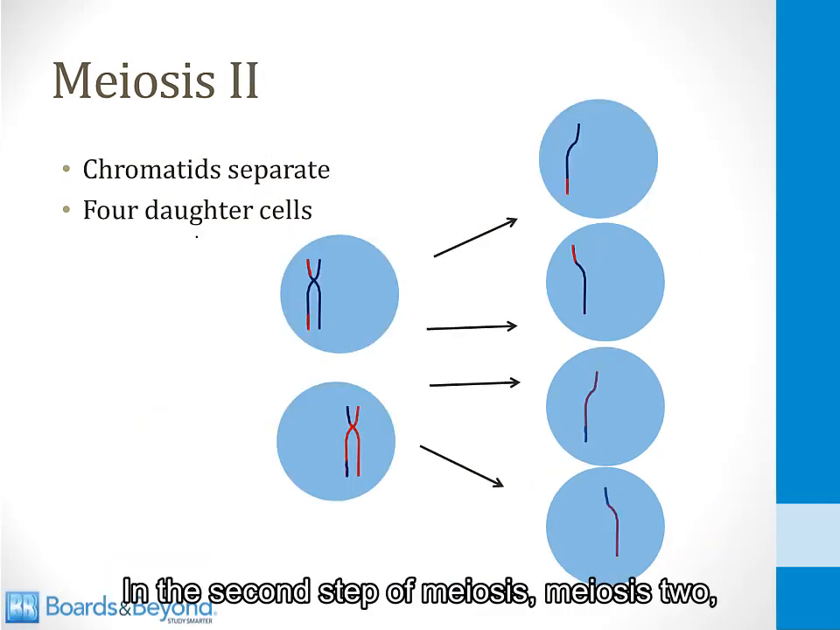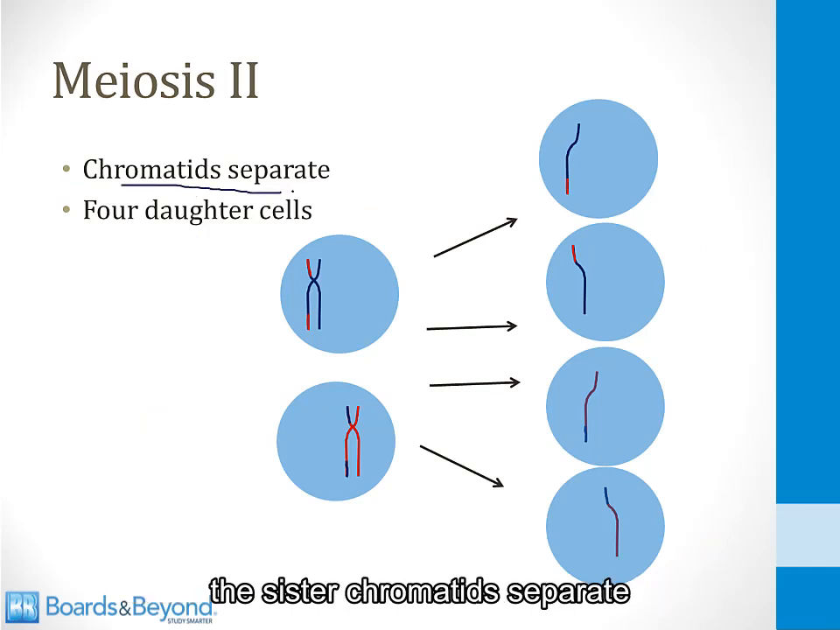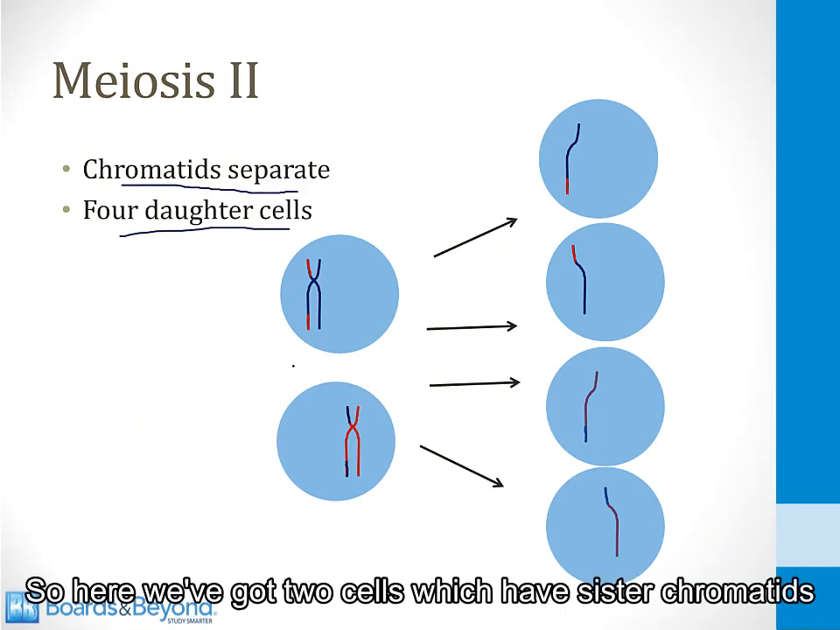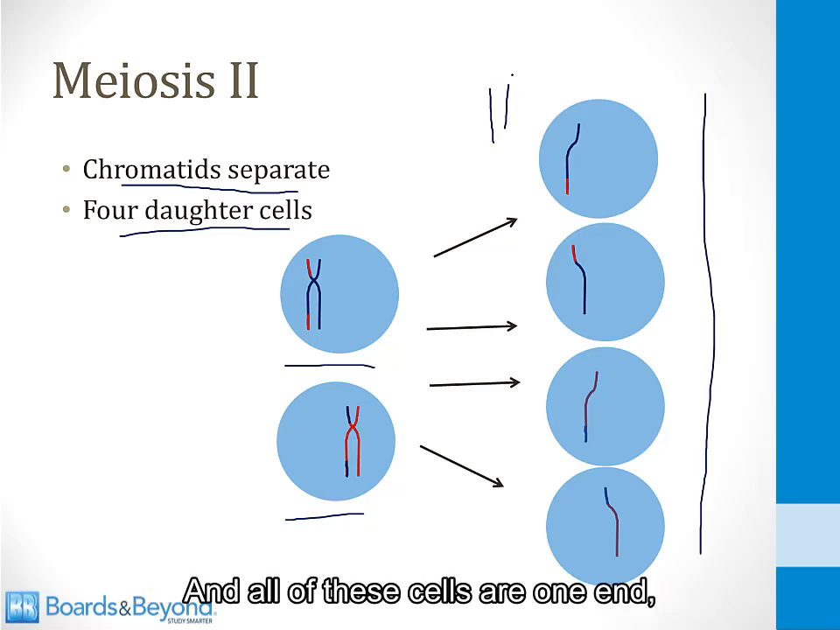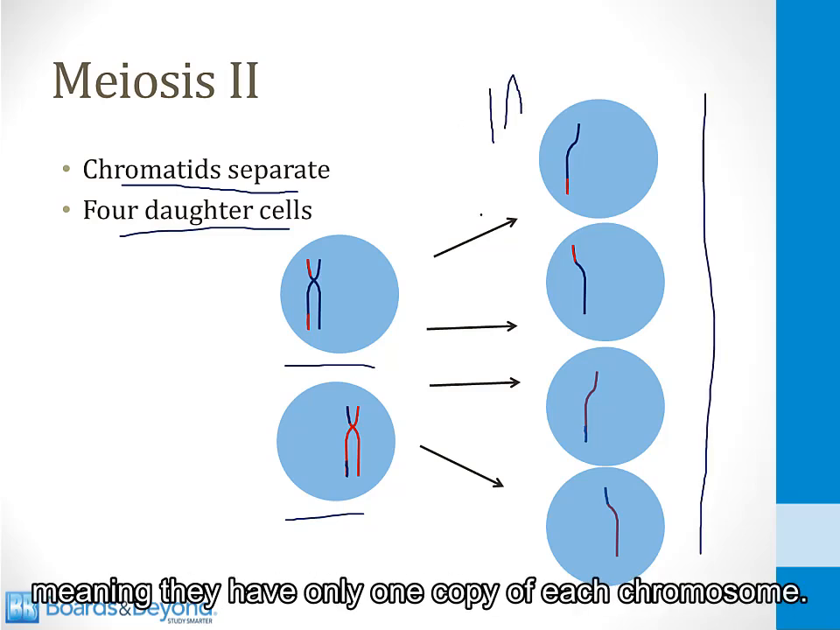In the second step, meiosis 2, the sister chromatids separate and form four daughter cells. So here we've got two cells which have sister chromatids, and they separate and create four gametes, and all of these cells are 1N, meaning they have only one copy of each chromosome.